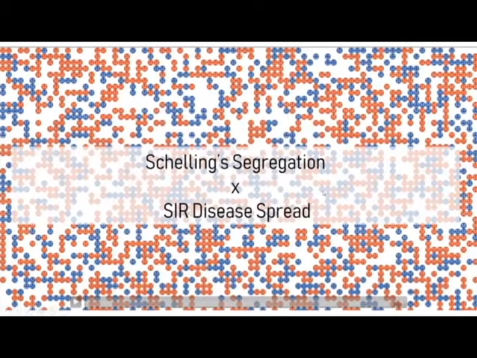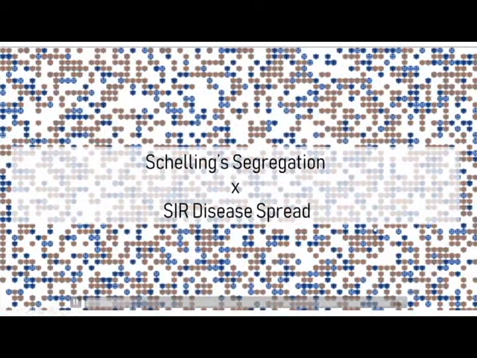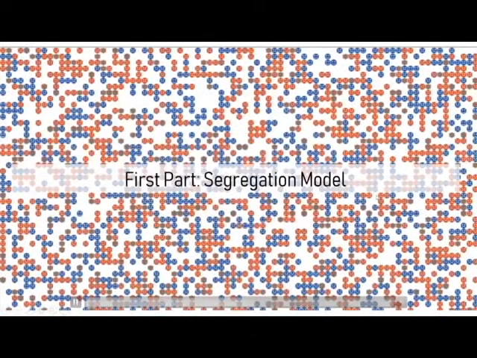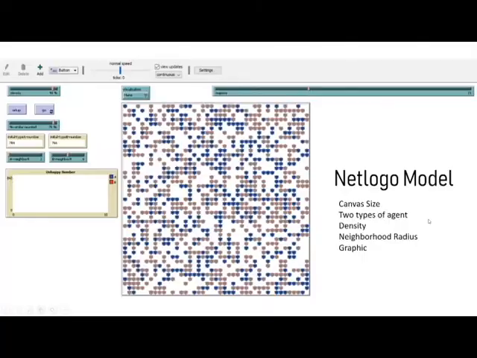Segregation model integrated with the SIR disease spread model. For the first part, I have already finished the segregation model, and the model was set up in the NetLogo interface. I have added a few extra features based on the original model.